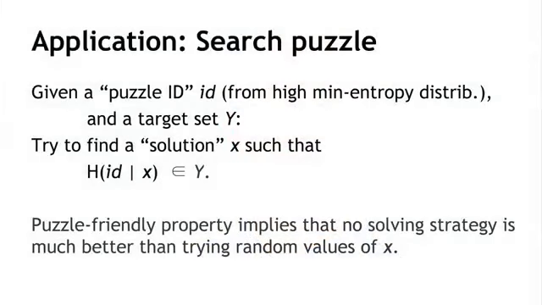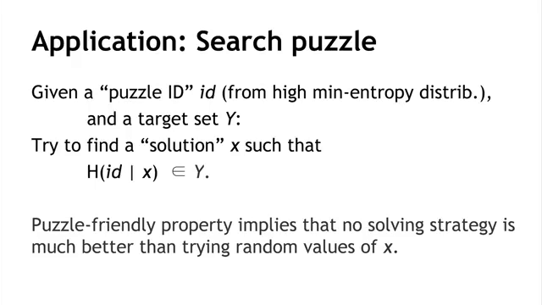To be more specific, the idea is that we're given a puzzle ID, which is chosen from some high min-entropy distribution, that is some very spread out probability distribution, and we're given a target set Y, which someone wants to make the hash function fall into. Then we want to find a solution X, so that if we hash the puzzle ID together with the solution X, we get a result that's in the set Y. So Y is a target range or set of hash results that we want, the ID specifies a particular puzzle, and X is a solution to the puzzle.